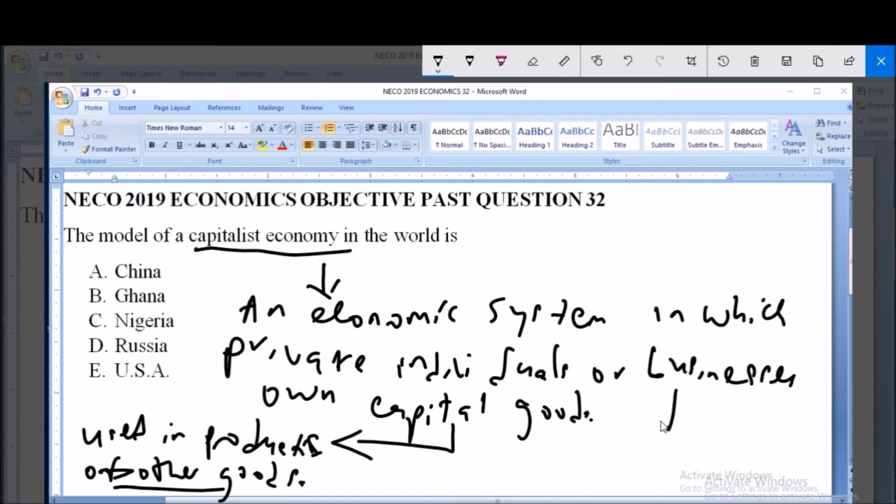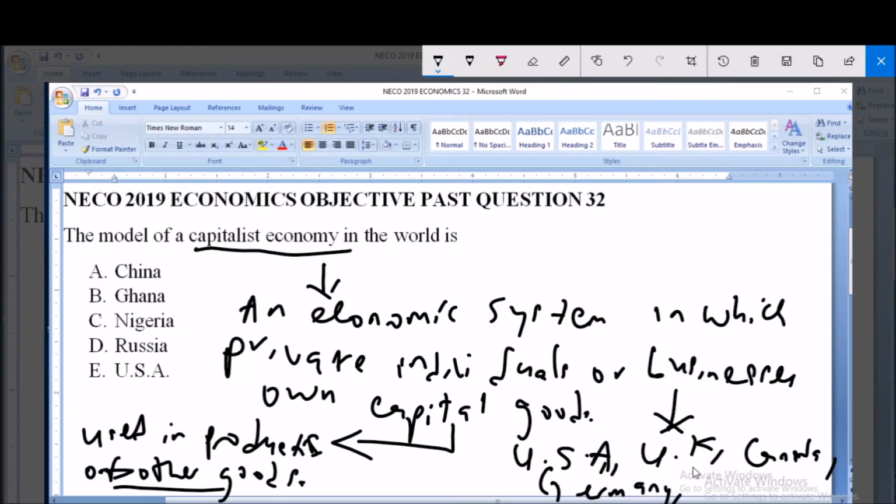Now, examples of countries that practice a capitalist economy include the USA, the UK, Canada, Germany, Japan, etc. So the USA specifically is known for its practice of capitalist economy, and the USA is option E. So the correct answer to this question is E, USA. Other countries listed amongst the options are known for other forms of economy, but the USA specifically is famous for its capitalist economy.